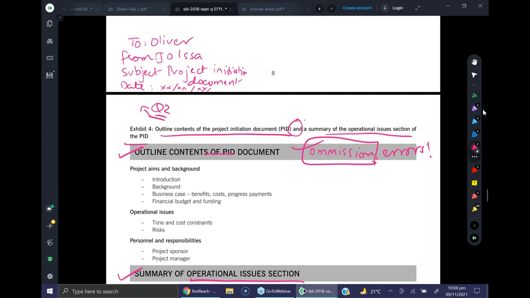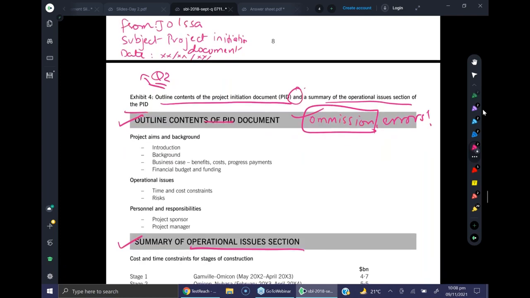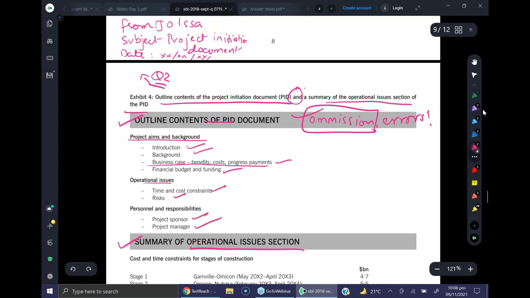Now straight away, we are going to highlight the issues or feedback points. Let's talk about the PID first. It does mention aims and background, introduction of the project, background of the project, the business case in terms of benefit, cost, progress payments, financial budget and funding. Operational issues also highlight time and cost constraints, risks, project sponsor, project manager. Are there any things which are missing? Time duration should have been included.